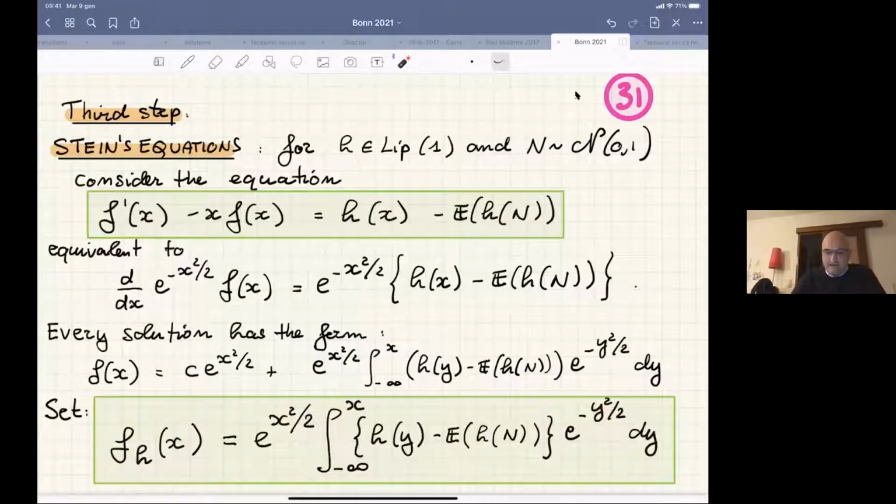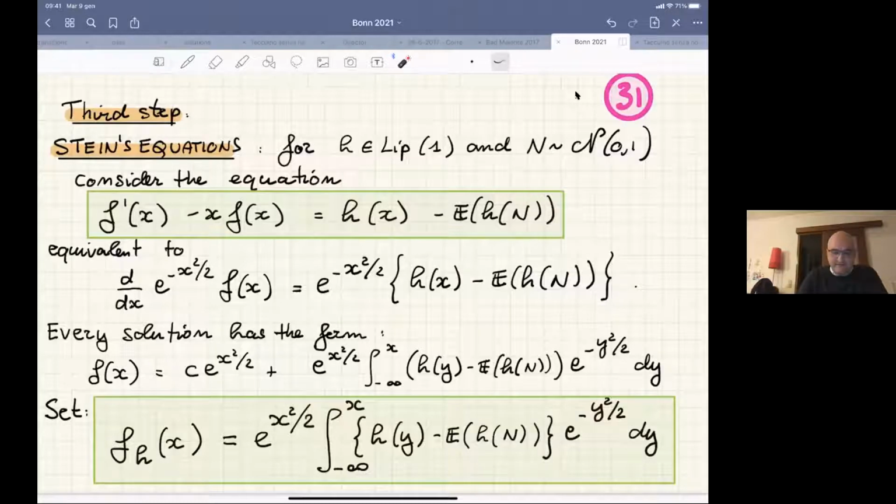So the Stein equation is the following. Remember that I'm working with the 1-Wasserstein distance, so in particular I'm working with the dual representation and therefore with test functions that are Lipschitz functions with constant less than or equal to 1. Now let's fix one of these functions h, one of the functions that give you the definition of the 1-Wasserstein distance, and consider a random variable N, which is distributed according to the N(0,1) distribution. And now the Stein equation, which is associated with the test function h, and of course with the random variable N, is the following.